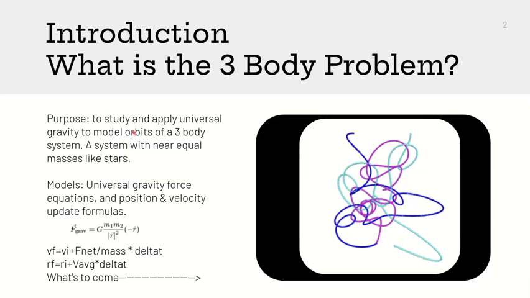The purpose is to study and apply universal gravity to model orbits of a three-body system, a system with near equal masses like stars. The models we use are universal gravity force equations, and position and velocity update formulas, as seen here.